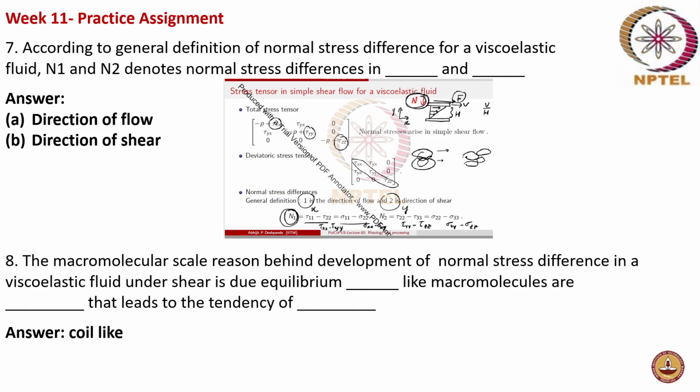What happens under equilibrium condition is that you will have a coil-like structure for a viscoelastic fluid. When it is sheared, the coil-like structure gets stretched. And once it is stretched, obviously, the material starts having a tendency.